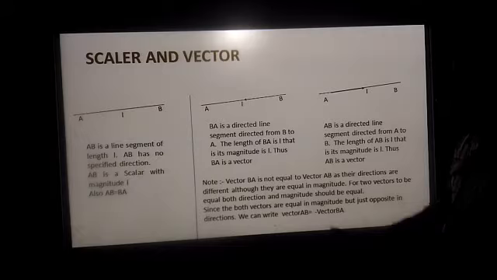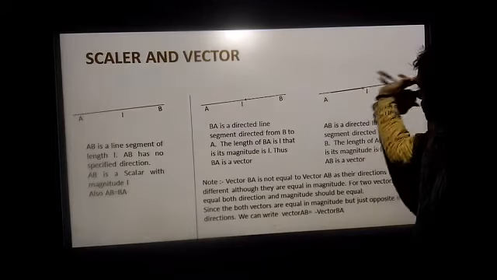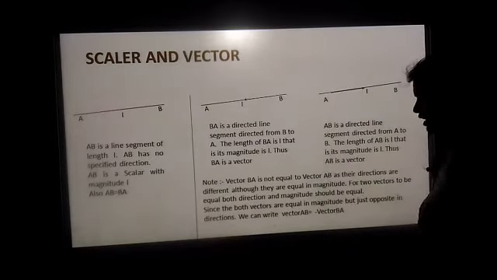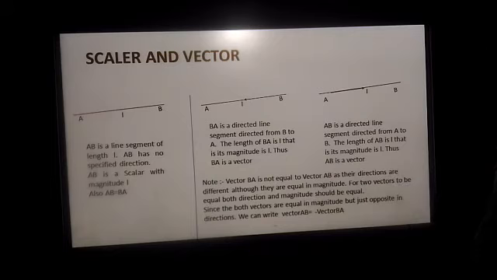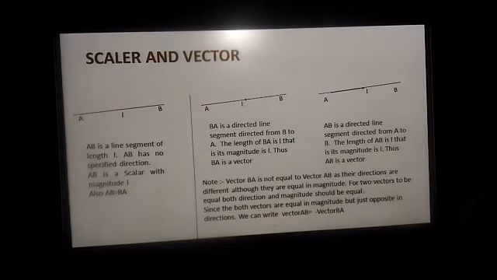That is written here. Vector BA is not equal to vector AB. That means BA, B to A, is not equal to A to B, this side. Their directions are different, although they are equal in magnitude because both have the same magnitude L. They have equal magnitude for two vectors.